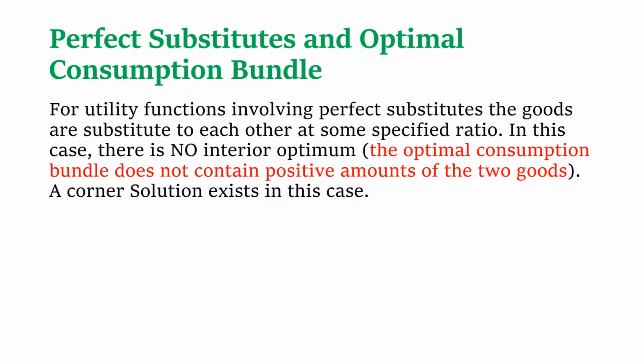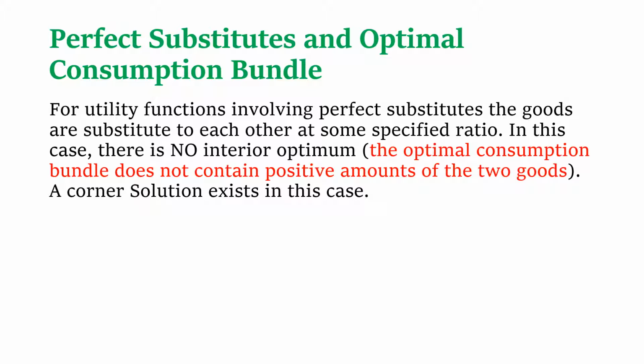So for utility functions involving perfect substitutes, the goods are substitutes to each other at some specified ratio. It could be like 2:1 or 1:2, right? So in this case, there is no interior optimum. When we have perfect substitutes, there is no interior optimum. That is to say, the optimal consumption bundle does not contain a positive amount of the two goods.